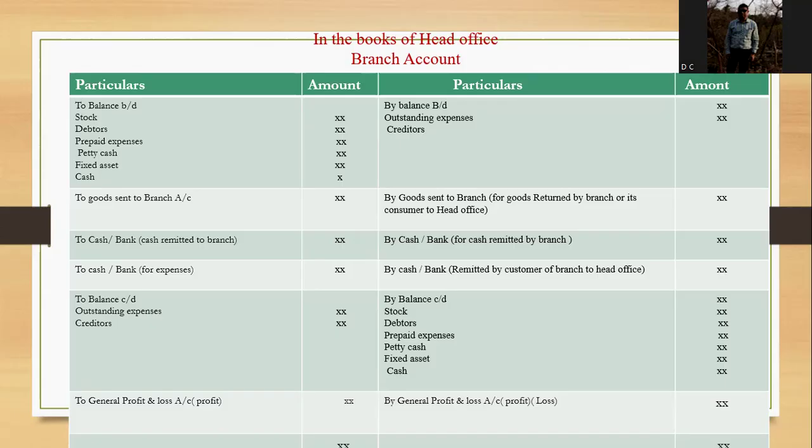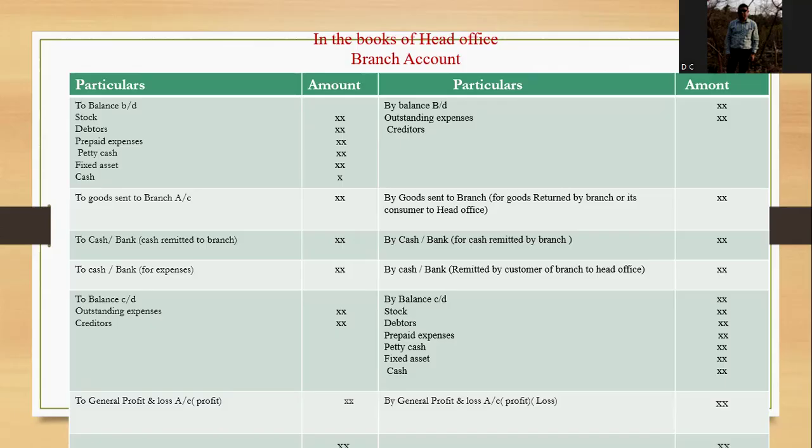Regarding closing liabilities, for the balance sheet, there are outstanding expenses, outstanding salary, outstanding wages and creditors. So these are the debit side. In the credit side, if there are opening liabilities, you have to write by balance with the outstanding expenses like outstanding salary, outstanding wages and creditors.